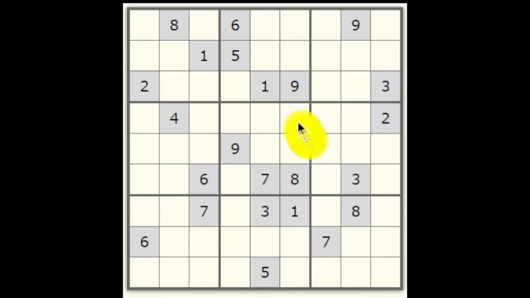There is a 9 here that blocks all of these cells from being a 9, and there's a 9 here that blocks these cells. So there's only one real cell that we can place a 9 in this column here, and that is this cell right here. As usual, I just begin by scanning the grid and see what comes up.